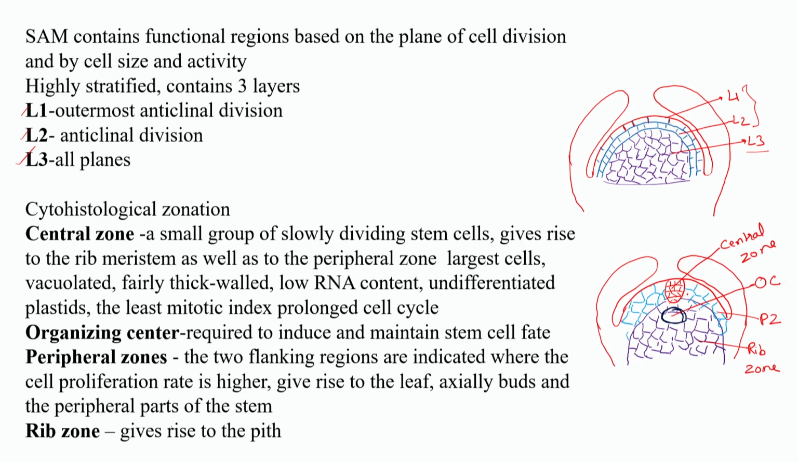Now central zone, as this is a slowly dividing stem cell, basically these will be very low in their DNA and RNA content, they will be thick walled, they will be highly vacuolated and large, the cell size will also be large. Then plastids will be undifferentiated and their mitotic index, means the division rate, will be very low as compared to other zones. However, it is considered that this central zone will give rise to new cells of peripheral and rib zone, and they are a reservoir of pluripotent stem cells, because they give rise to different organs of the plant.